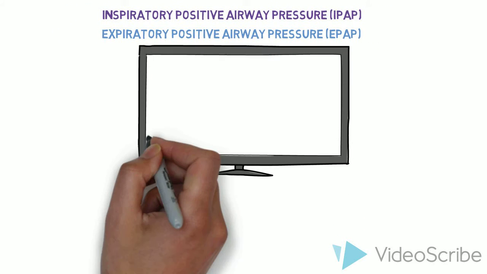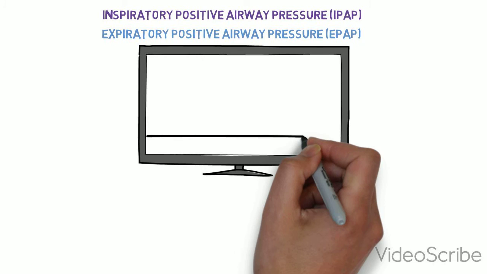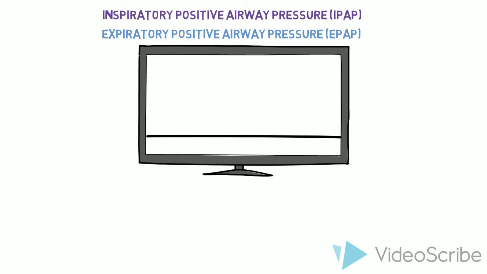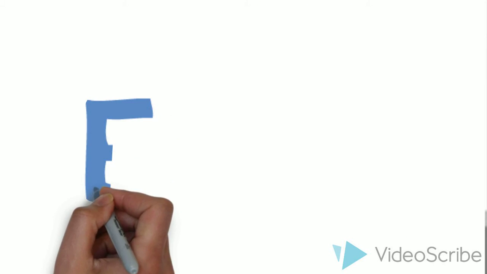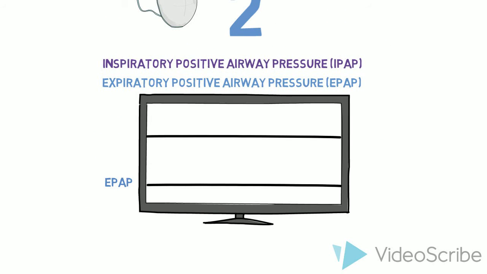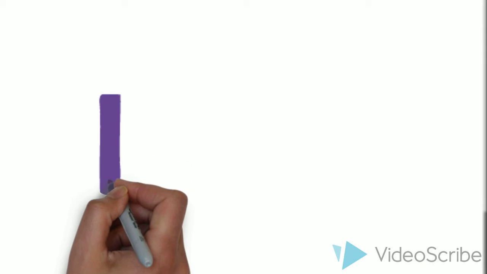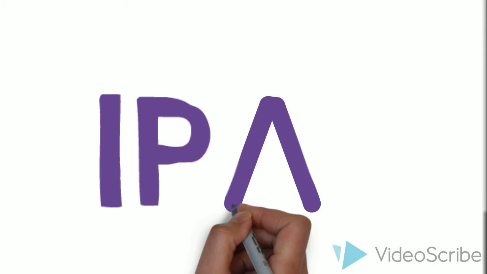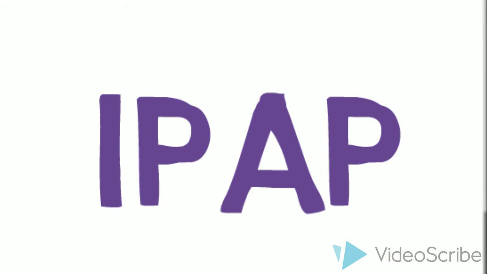We can refer to our EPAP as our baseline pressure of air. The pressure will not drop below this rate. We can set our EPAP on the machine to a pressure in centimeters of water. Our IPAP is the pressure that we set that will be blown into the patient's lungs when they inhale. So, it would look a little something like this.